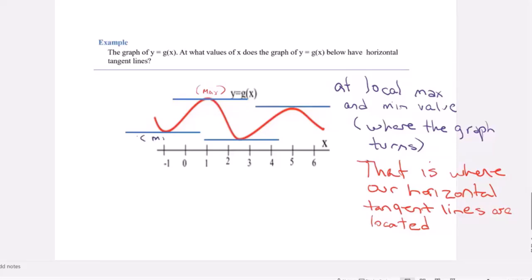So this would be a local min, but then why is it called local? Because I also have a minimum value here as well. And I also have a maximum value here as well. Okay, so that's why we call them local. The other word would be absolute, which means it's the biggest. But we don't have that. We have a lot of local ones right now.